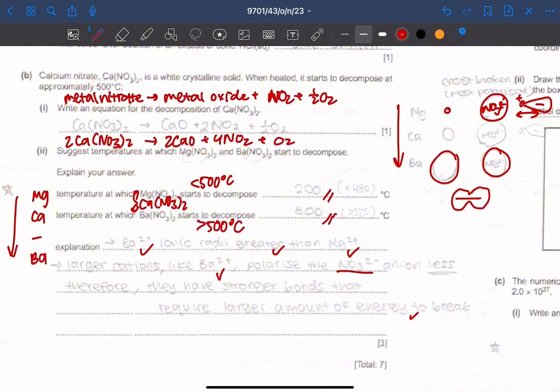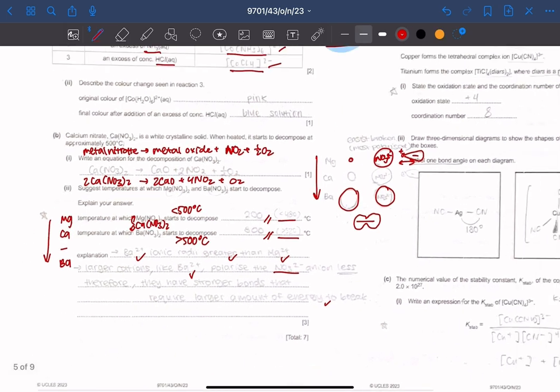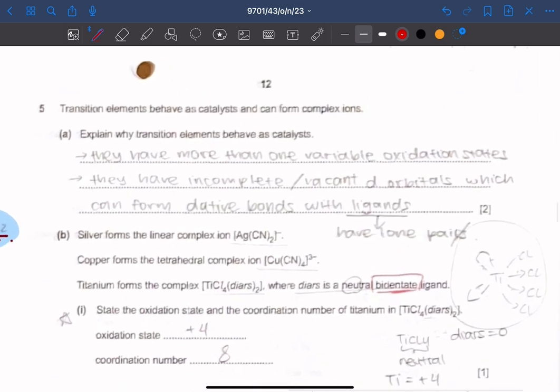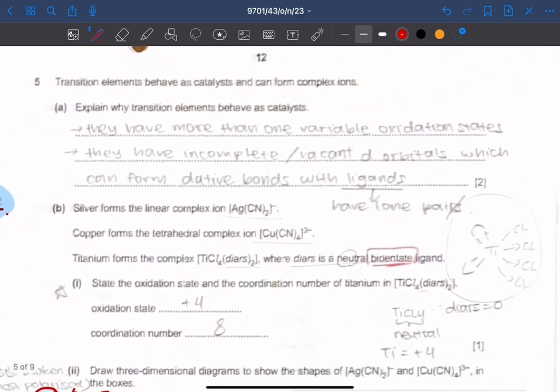The requirement in the answer key is actually for Mg(NO3)2 less than 480 degrees Celsius. For barium nitrate, greater than 520 degrees Celsius. So you can't immediately put something like 499 degrees Celsius for Mg(NO3)2 because it's too close to the decomposing temperature of calcium nitrate. Okay, moving on to the next question, number 5.